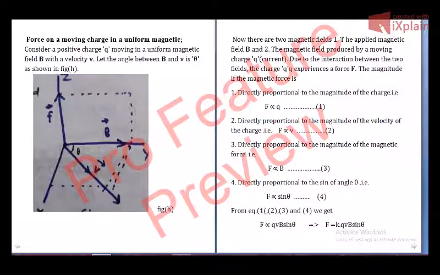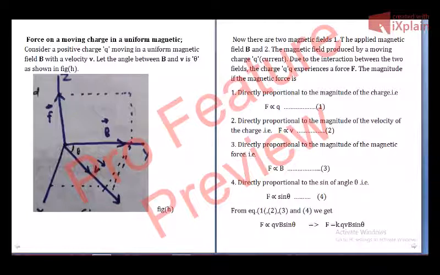You can see the direction of the magnetic field is from left to right, that is, along the x-axis, and the charge is moving at an angle of theta with the direction of B. Now there are two fields. One field is the applied magnetic field B, and the other field is the magnetic field produced by a moving charge.